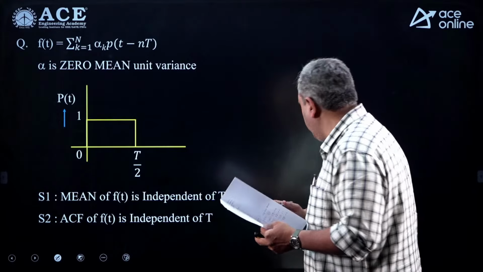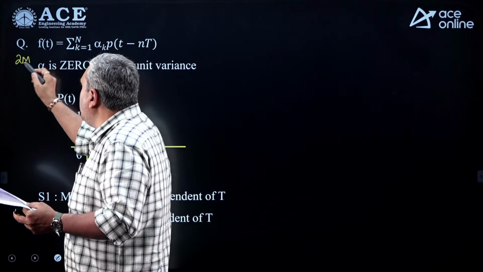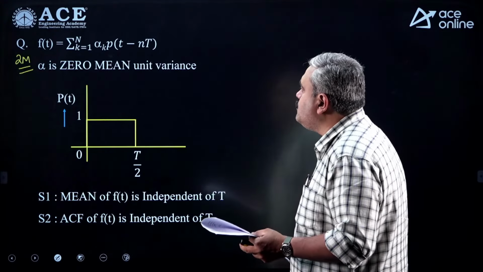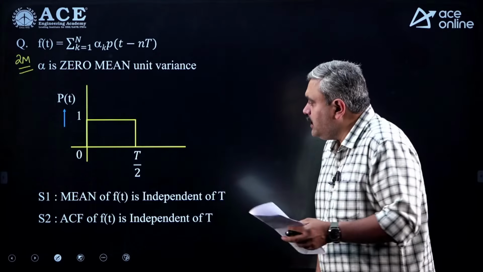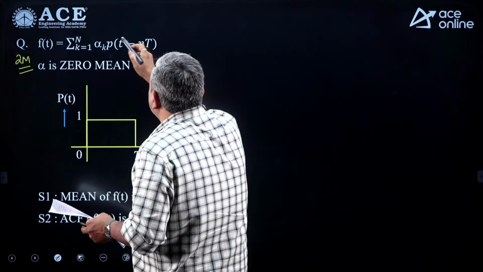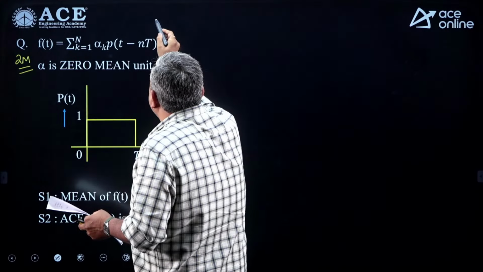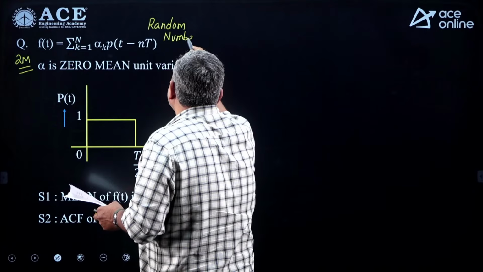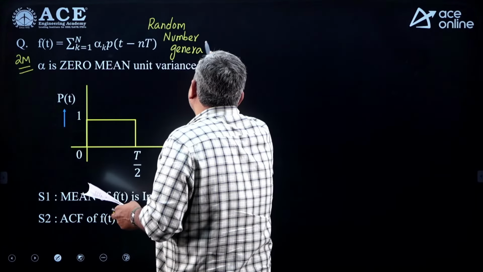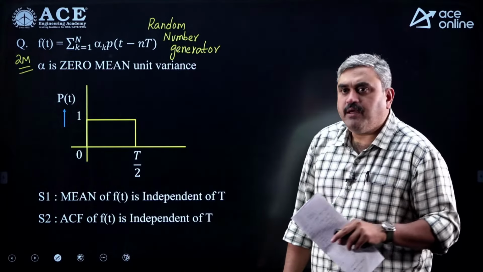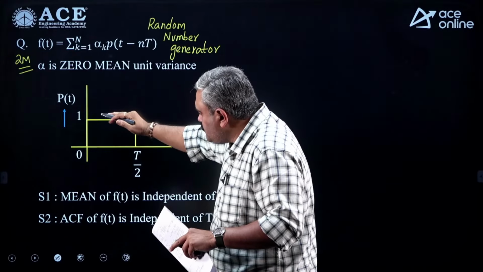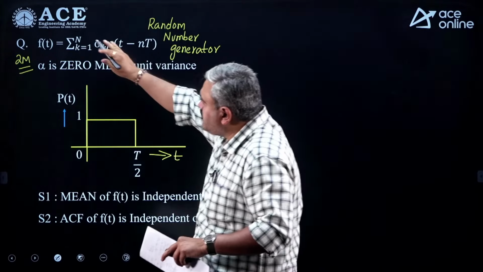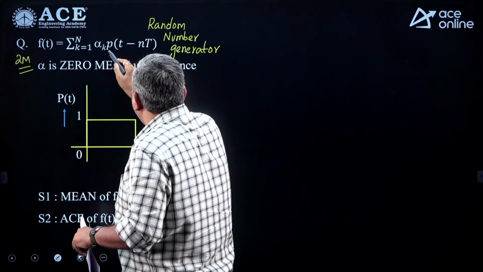Now see this question, this is a very good question, most probably it might be a 2 marks bit only. So what is he saying? F of t is alpha k p of t minus nt, where alpha represents 0 mean and unit variance, and this is the pulse he is showing here. If you observe carefully, I have explained these types of models in class also. This is mostly representing a random number generator. In that random number generation, we are representing a pulse whose amplitude is 1 in a duration of 0.5 t. That means in this particular function, this is representing your pulse.